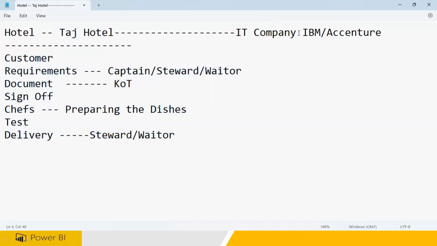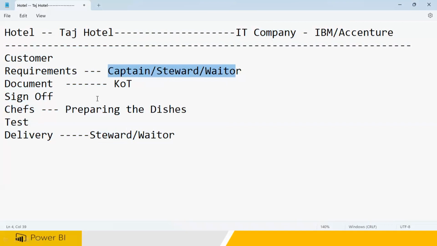So when you join any IT company, you are a worker, just like a captain, just like a chef, just like a steward. You are working in the hotel. You are not the customer, right? You are the employee of the IT company. All these are employees of the IT companies, right? So the chef is the employee of the hotel, right? So delivery, sign off, everything kept in. All these are employees in this hotel.